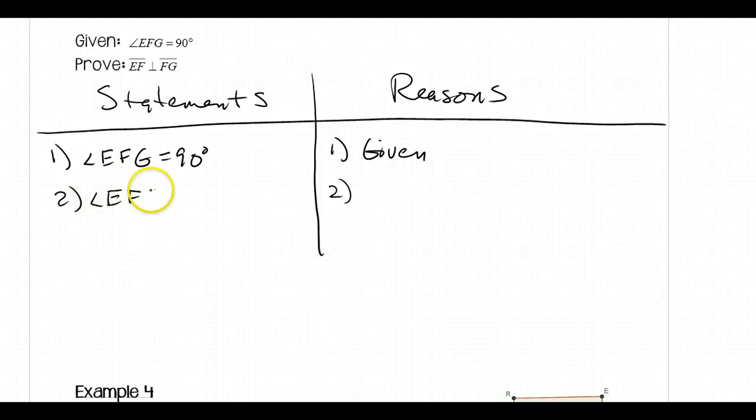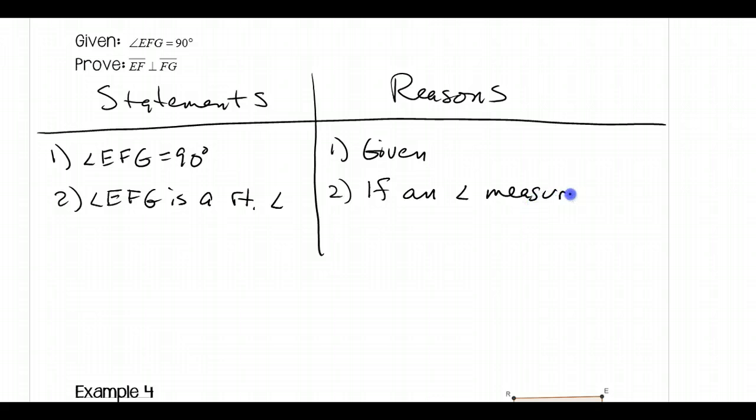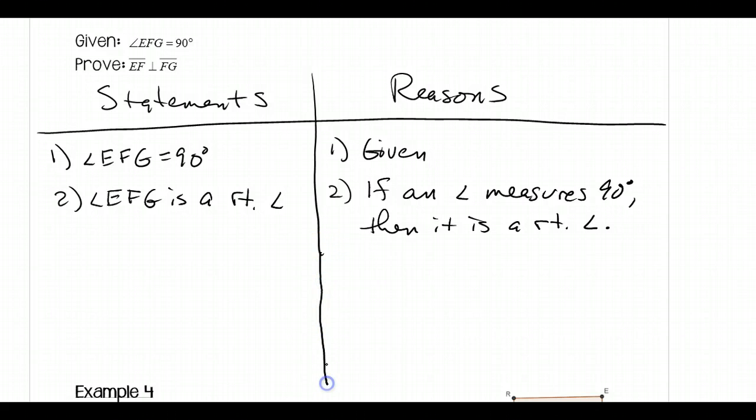So in order to use that definition of perpendicular right now, I need to first say that angle EFG is a right angle. So if an angle measures 90 degrees, then it is a right angle. Okay, is that a definition or a converse? You should be able to answer that.